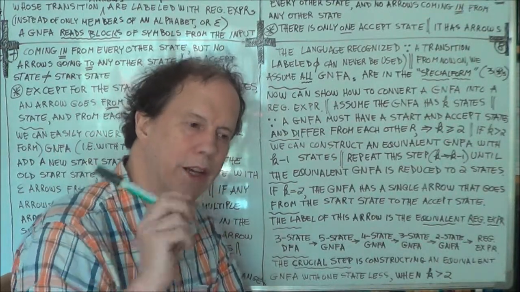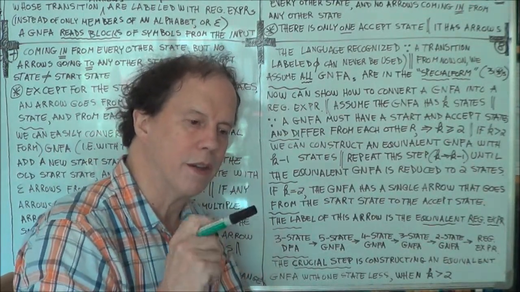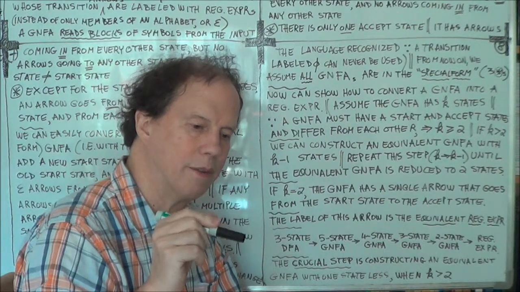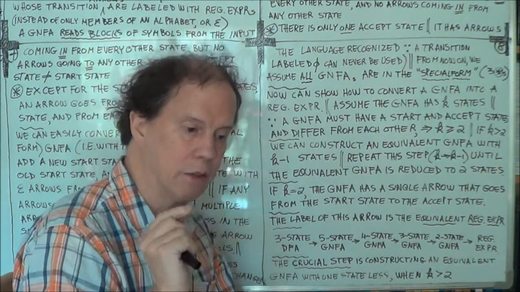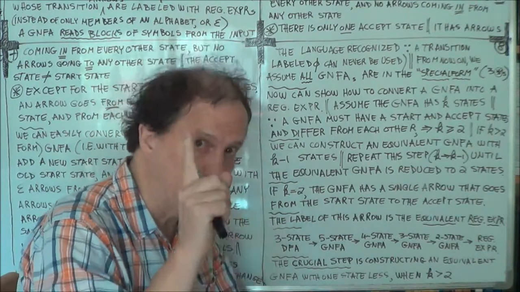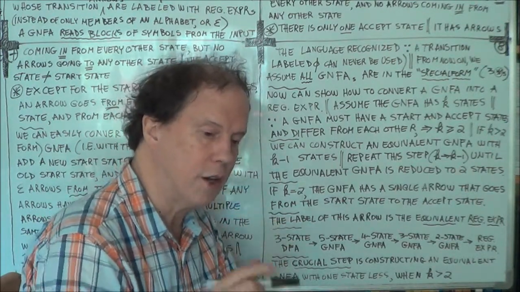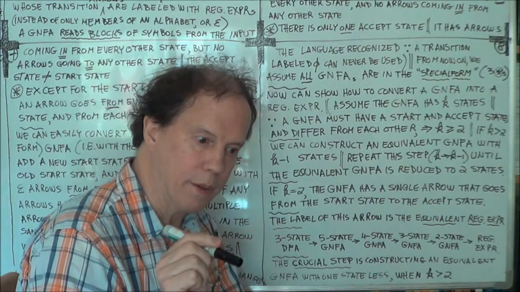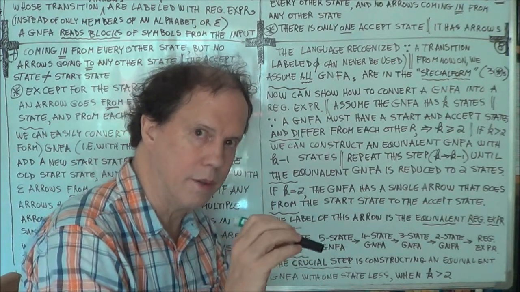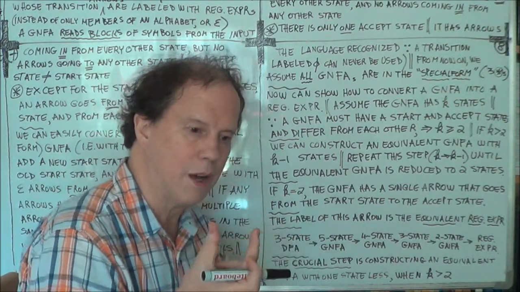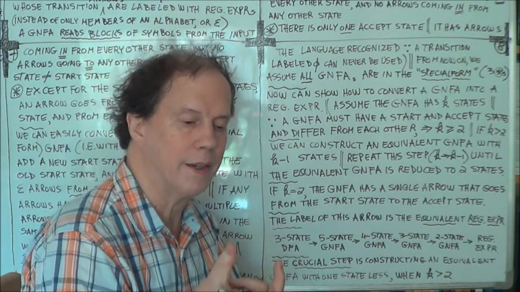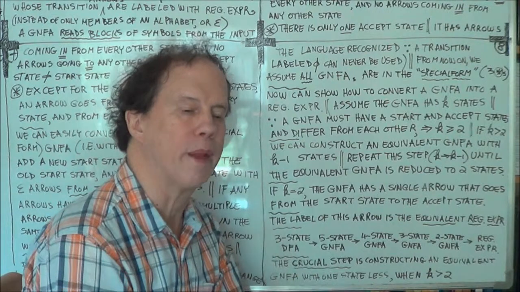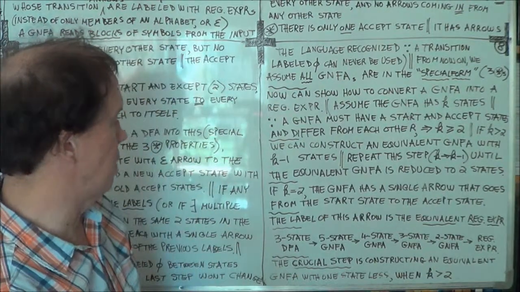Remember, from DFA to GNFA, you then simplify the GNFA right down to two states, and finally you look at the label on the transition arrow from the start state to the accept state in your highly simplified, now k equals 2 state, GNFA. That's the main idea.